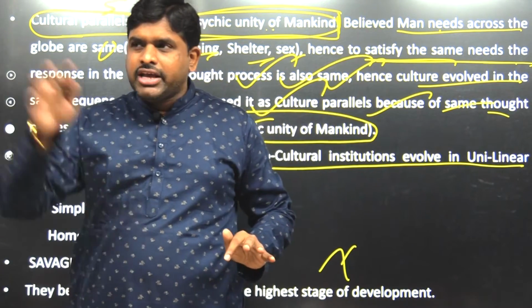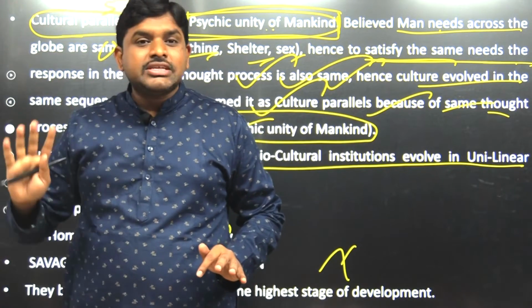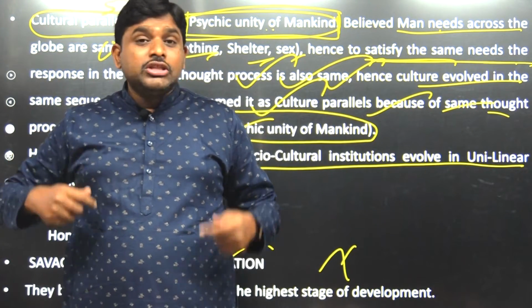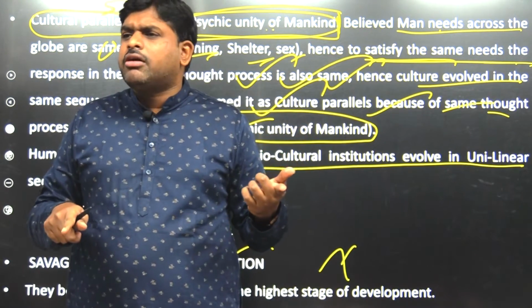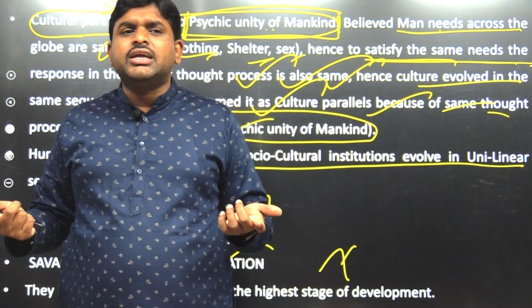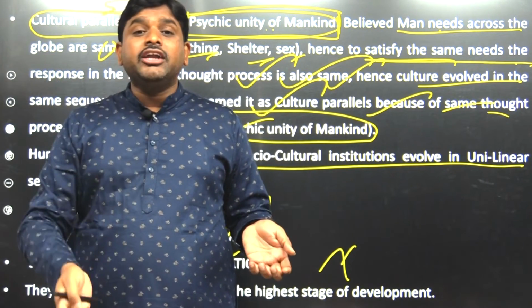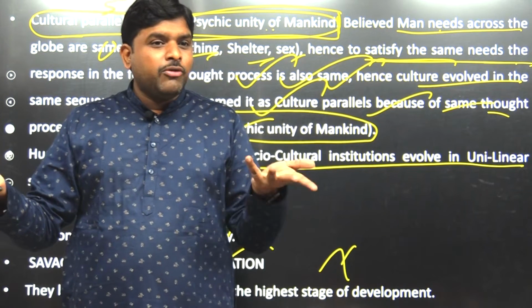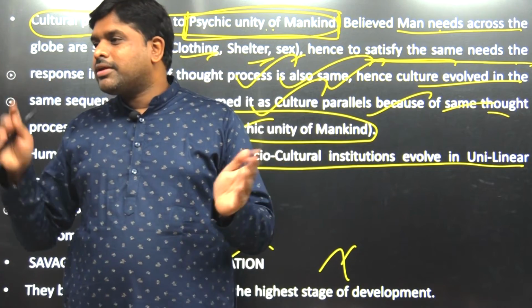If you think you are civilized, compare with us. If your life is like ours, then you are civilized. So they believed Victorian society was the highest stage of development, which is criticized. Why? Because why should we believe Victorian society is the highest stage of development? Then you people should be ruled by yourselves only, but a person of Indian origin is ruling you. Then how are you superior? You are not superior.